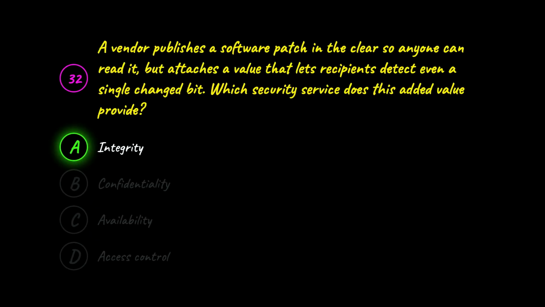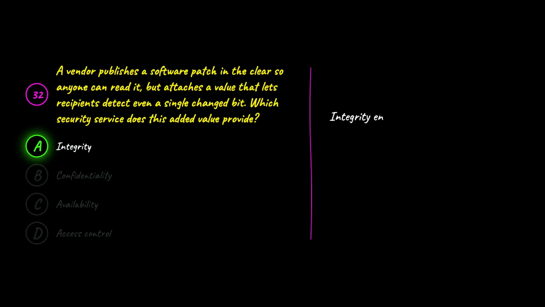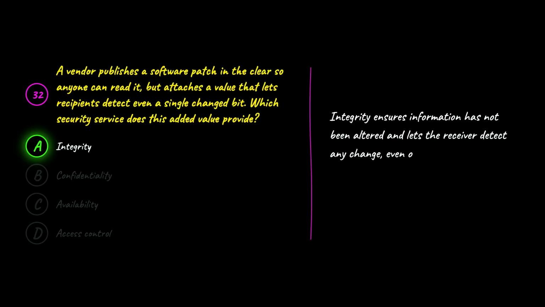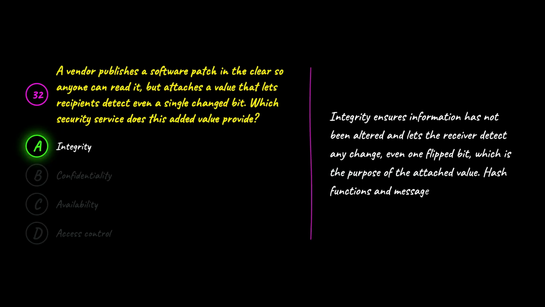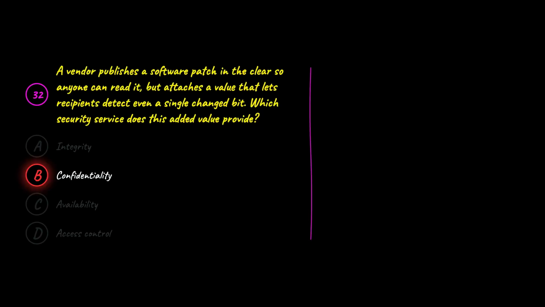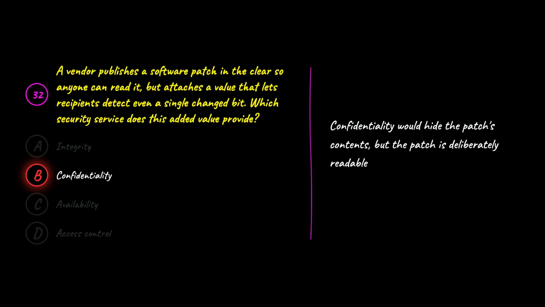The correct answer is A. Integrity. A is correct because integrity ensures information has not been altered and lets the receiver detect any change, even one flipped bit, which is the purpose of the attached value. Hash functions and message authentication codes provide this service. B is wrong because confidentiality would hide the patch's contents, but the patch is deliberately readable. The added value detects tampering rather than concealing the file.